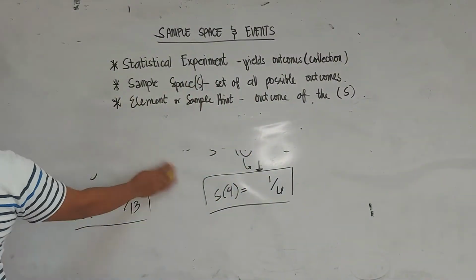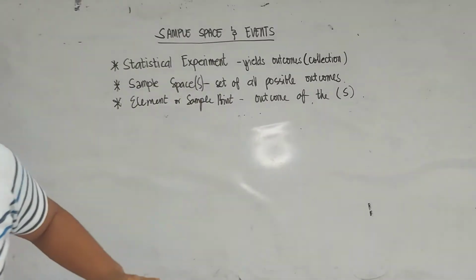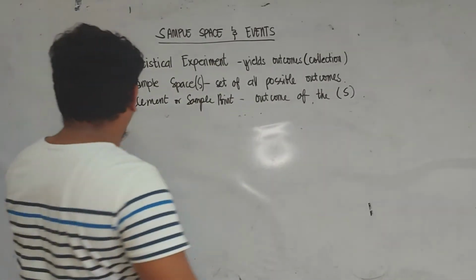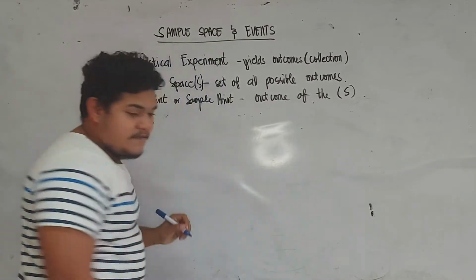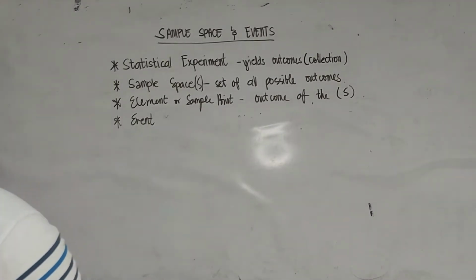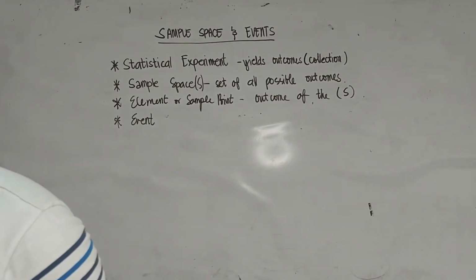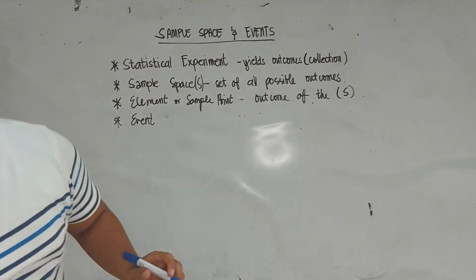Next, we also have the next term. The next term is event. Event, E-V-E-N-T. It is a subset of a sample space. If an event contains a single outcome, it's a subset of a sample space. Okay.